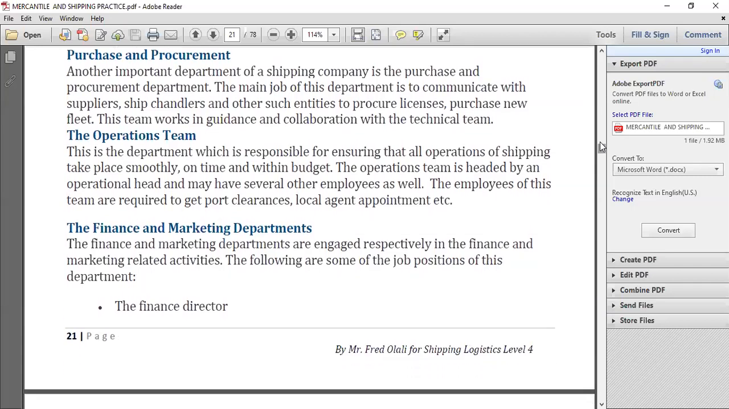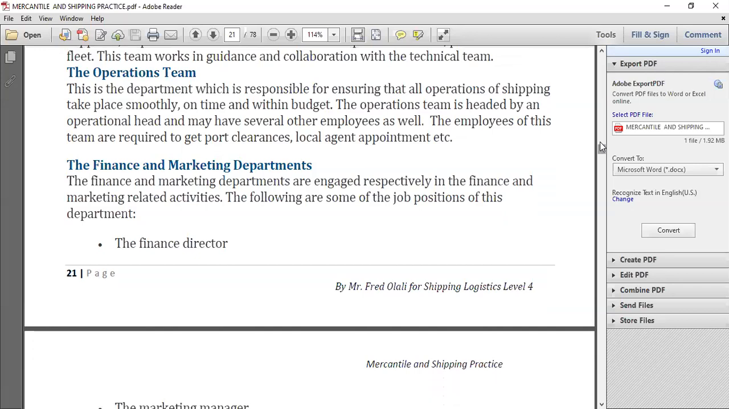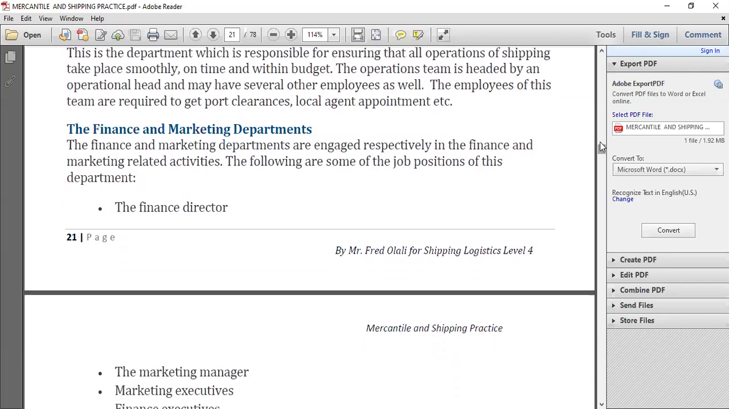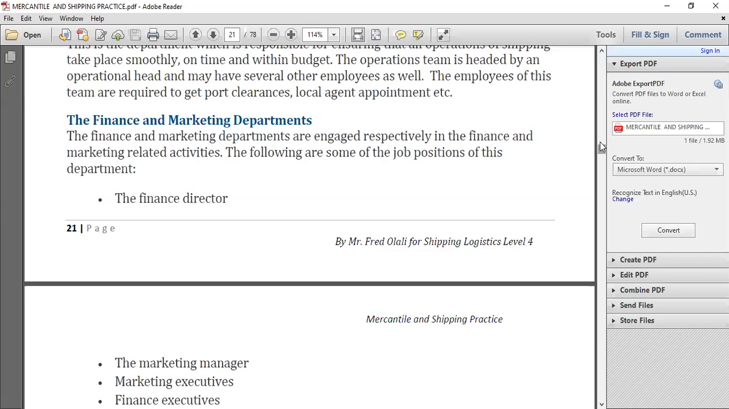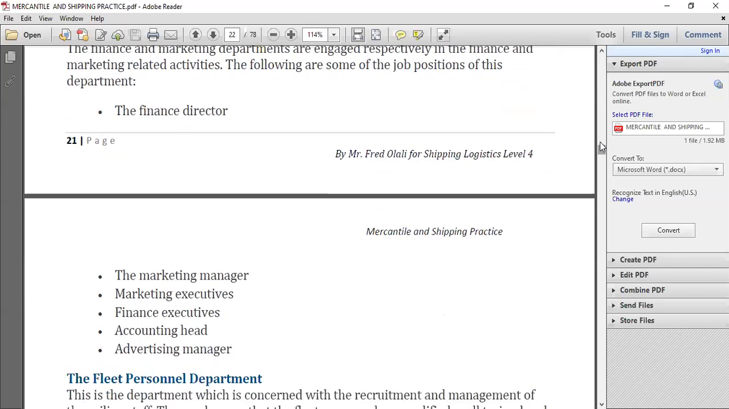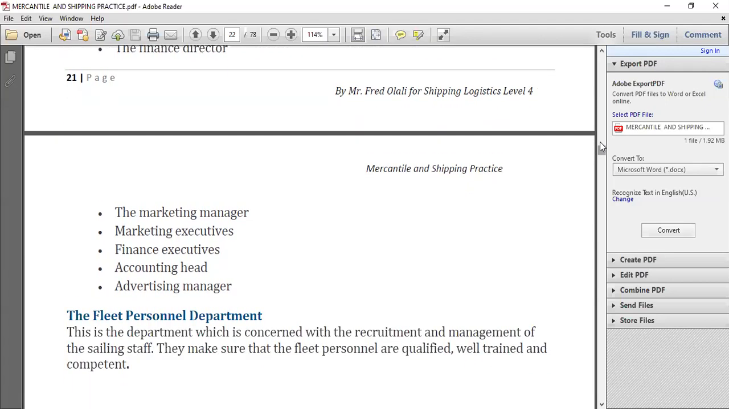Then again we have the finance and the marketing department. They are engaged respectively in finance and marketing related activities. Some of the job positions found under them are the finance director, the marketing manager, marketing executives, finance executives, the accounting head, and also the advertising manager.